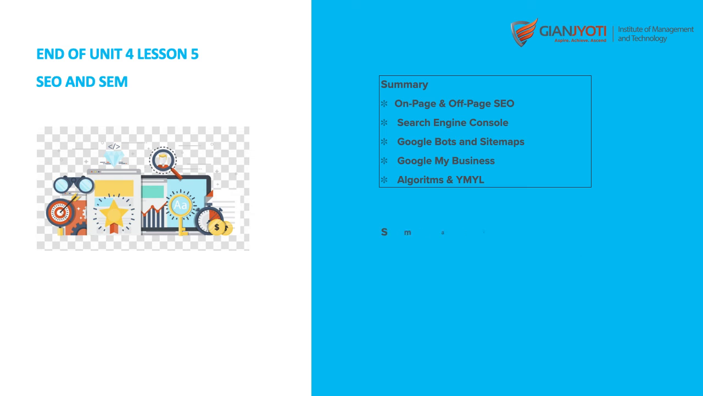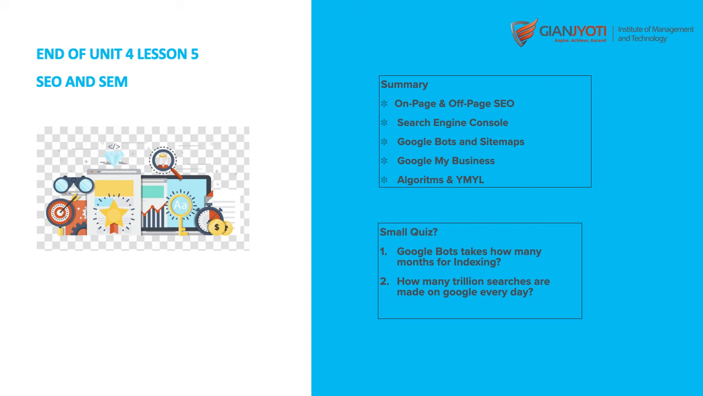Here is the quiz as we have at the end of each session. Your first question is, how many months do Google bots take for indexing? Number two, how many trillion searches are made on Google every day? And what is YMYL? The answer to the first question is 3 months. Google bots take 3 months for indexing if there is a new website that you have put in. There are 2 trillion searches made on Google every day. And YMYL is your money or your life.